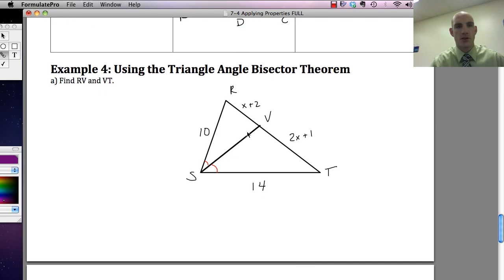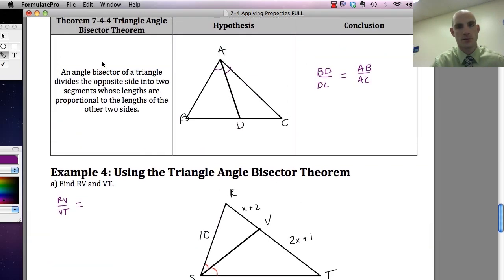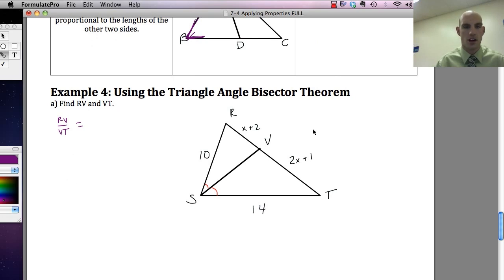The way that we use this, if we're going to find RV and VT, we notice that this triangle has this angle bisector going on. And so I'm just going to fill in what I know. Well, I know that RV over VT is equal to, now, let's notice how this works. Up here, BD over DC, so the left side over the right side was equal to AB over AC. So notice BD and AB are connected. They are consecutive sides, adjacent sides. So if I'm talking about RV, I need to have SR first, and that's going to be over ST. Okay, so we use the pieces that are connected on top and the pieces that are connected on bottom.